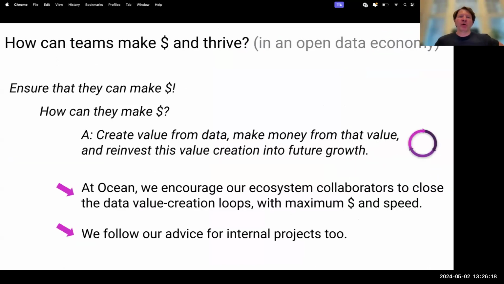So then going back to this question, right? At the very top level, we asked, how can teams make money and thrive in an open data economy? Well, first of all, ensure that they can make money. How? Well, create value from data, make money from that value created, and then reinvest, loop, right? And so what do we do as tactics within Ocean Protocol for this? Well, people building in our ecosystem, we do encourage them to close that data value creation loop, and then also do well in these two dimensions: maximum dollars opportunity and maximum speed, right? And then we actually follow our own advice for internal projects too, and I will give an example later in this talk.